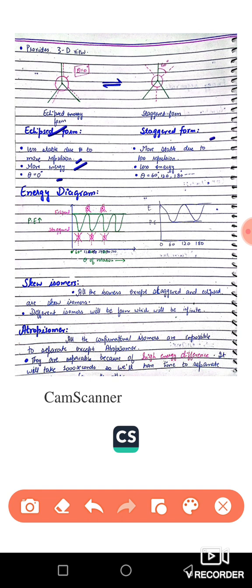Now the staggered form is more stable, because the angle stabilizes it, and there is minimum repulsion between them, because the two hydrogens have a distance between them. Due to the distance, there is minimum repulsion. Because they are more stable, their energy is less. The angles between them could vary, but in the staggered form it is always going to be 60.